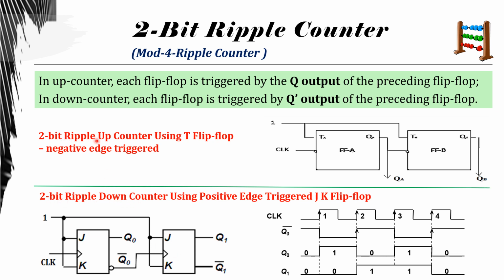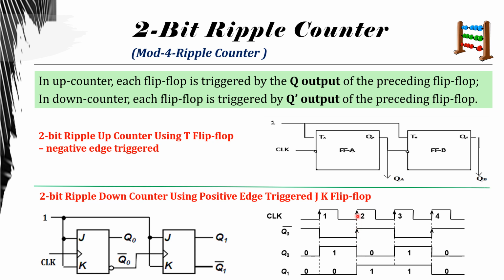So 2-bit ripple up counter means Q is connected as the clock input of the next flip-flop, and 2-bit ripple down counter means Q bar is connected as the new clock input of the next flip-flop. Now let's look into the timing diagram of this 2-bit ripple down counter. Since it is positive edge triggered, during the first external clock pulse, during the positive edge of the external clock, this Q is toggled to the 1 state. So this Q0, the output of the first flip-flop, is toggled to the 1 state.